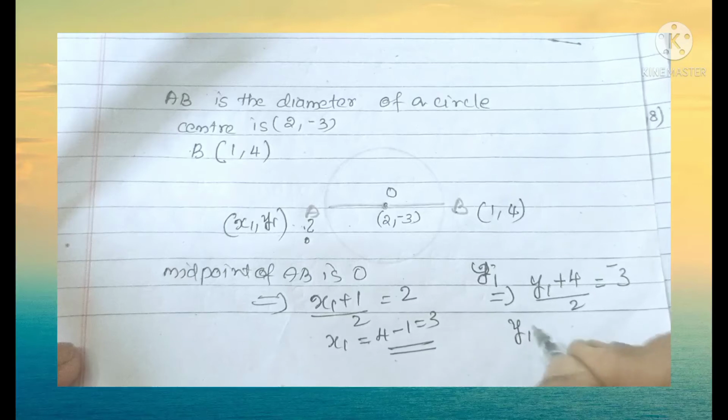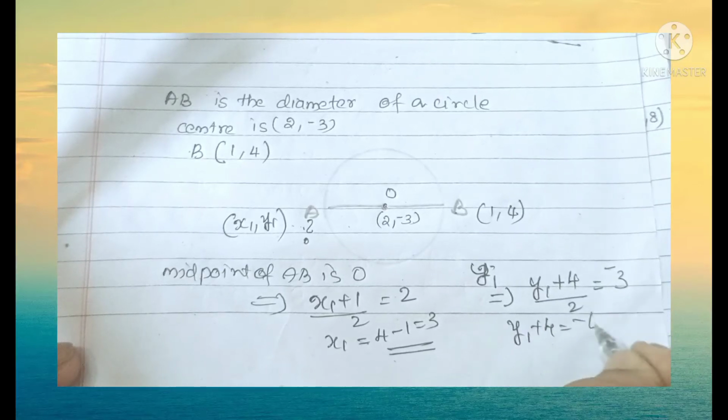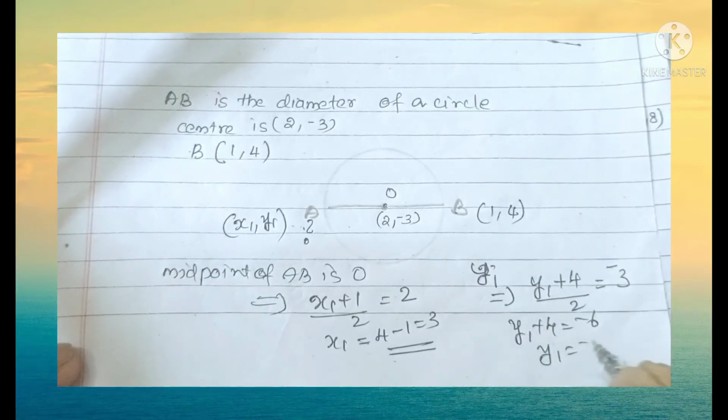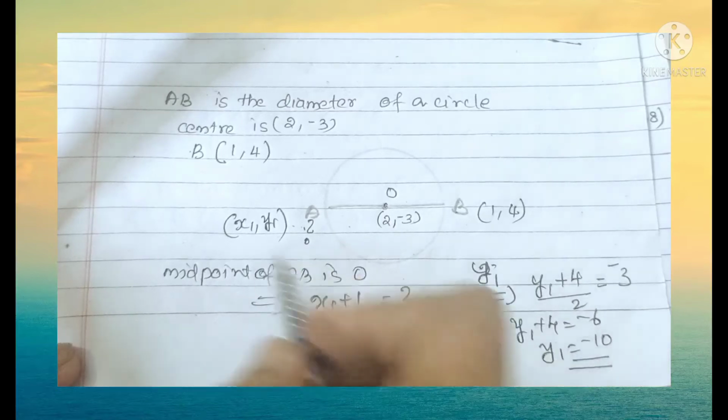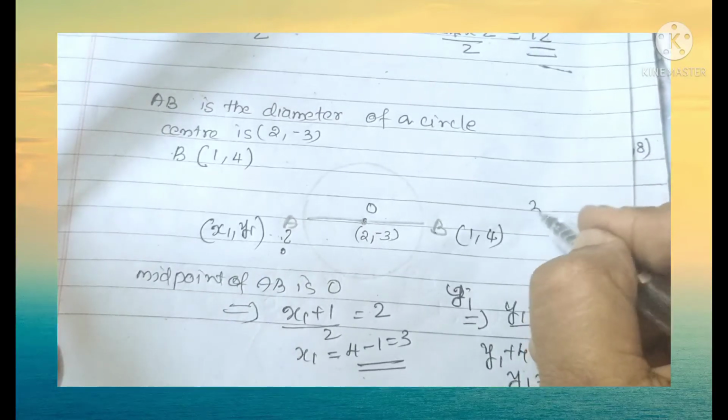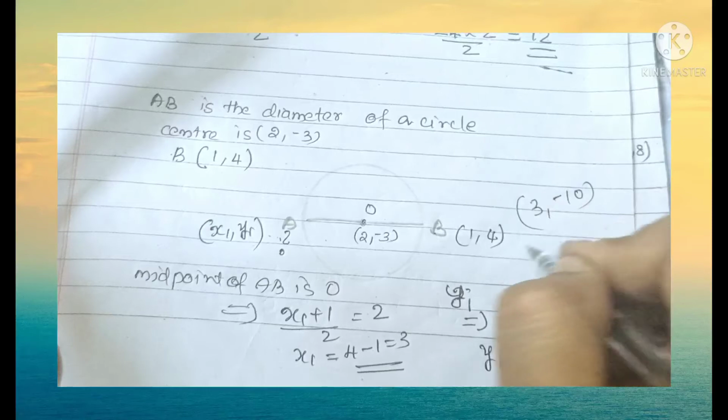That is, y1 plus 4 equal to negative 6, y1 equal to negative 10. So we got the coordinates of A as (3, -10).